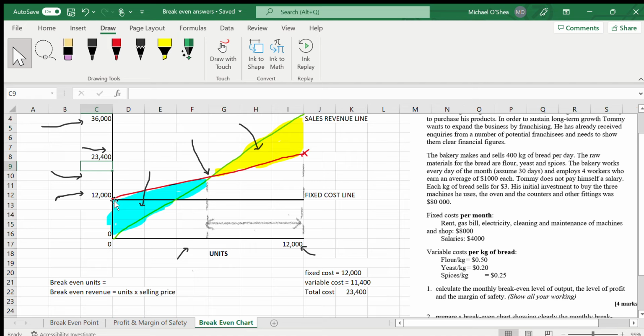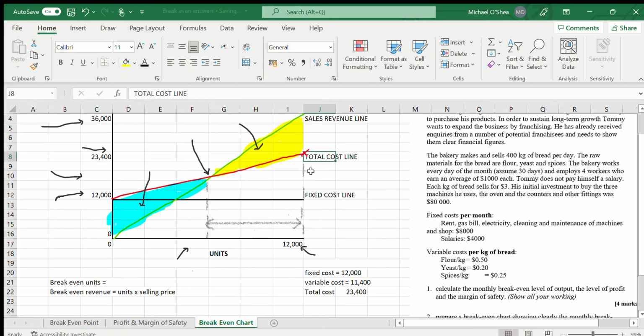So it starts here. So the total cost line will start at fixed and it will just build on top of it. And depending on how much the variable is per unit, it's going to go up to here. And so this here is my total cost line. It's the red line. And it's showing from 12,000 to 23,400 on top of the fixed cost. So we've worked that one out. Apologies that I didn't have this figure at hand.